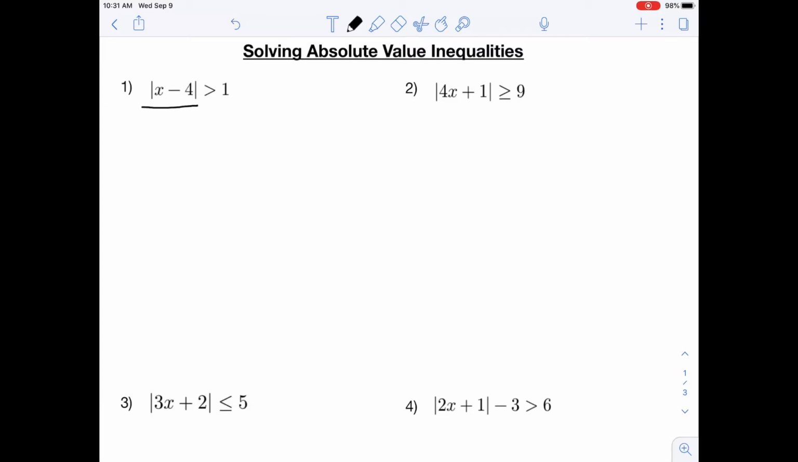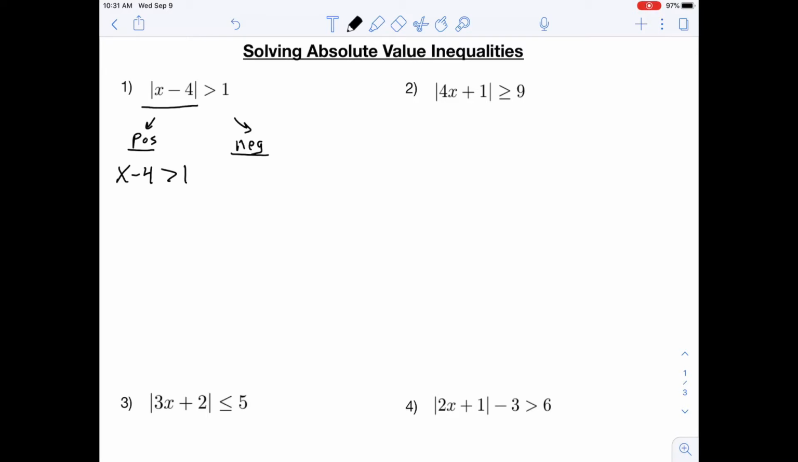Once it's by itself, we're going to set up two cases, a positive and a negative case. We have to take care of the fact that the absolute value has basically two solutions, because the absolute value of 2 is 2 and the absolute value of negative 2 is also 2. So when we set up the positive case, we just get rid of the absolute value and write your inequality.